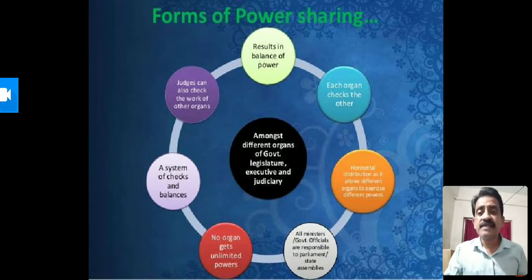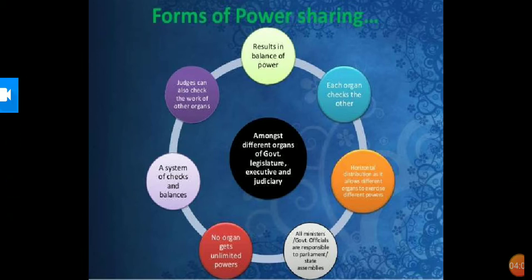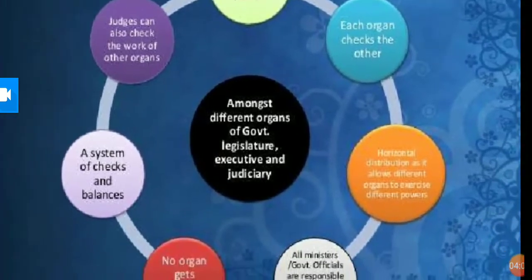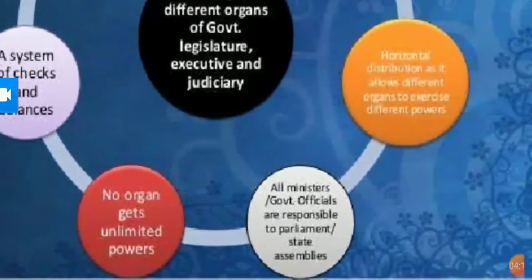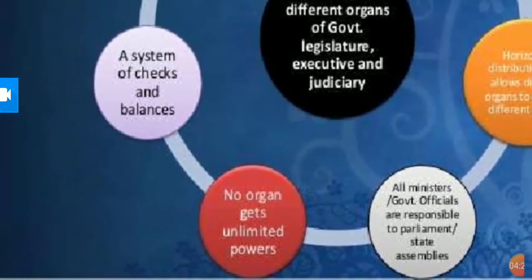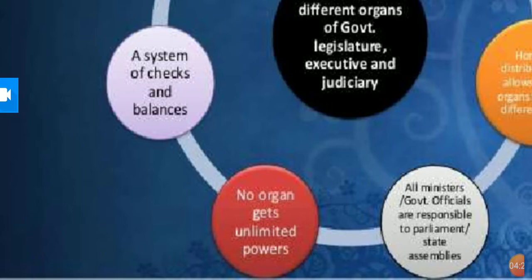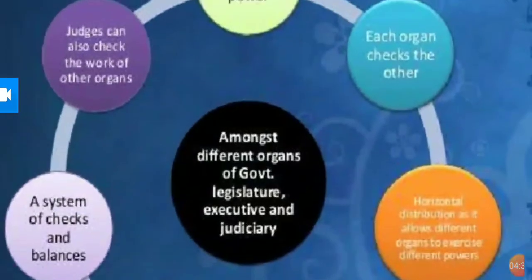Then what is next we will see over here? Let us have a close look into this again, children. The next one is horizontal distribution, as it allows different organs to exercise different powers. All ministers or government officials are responsible to parliament, state assemblies. Third one, no organ gets unlimited powers. A system of checks and balances.